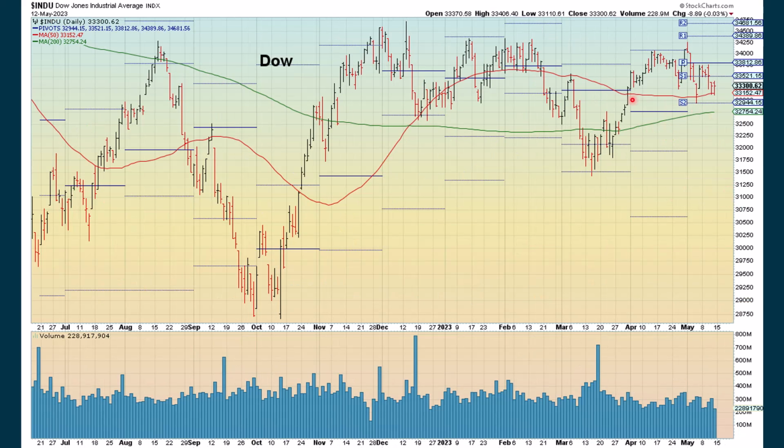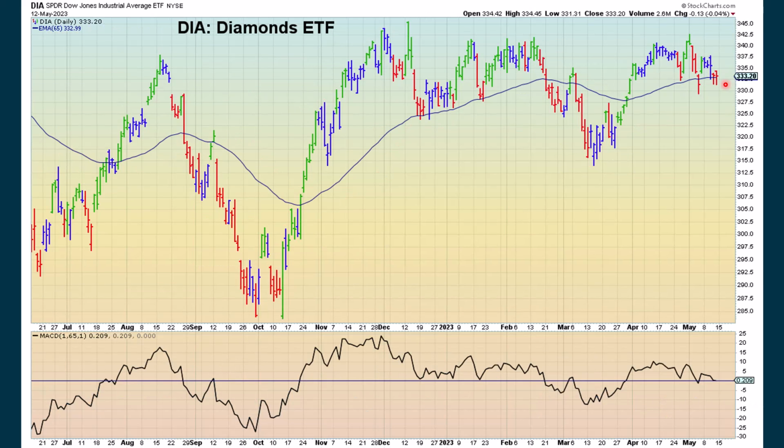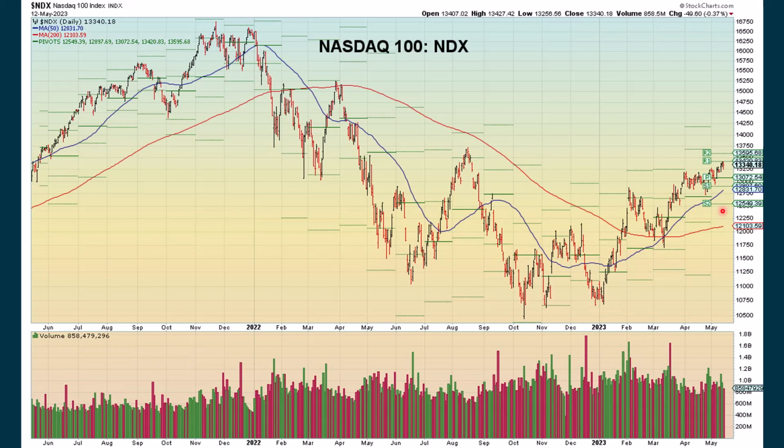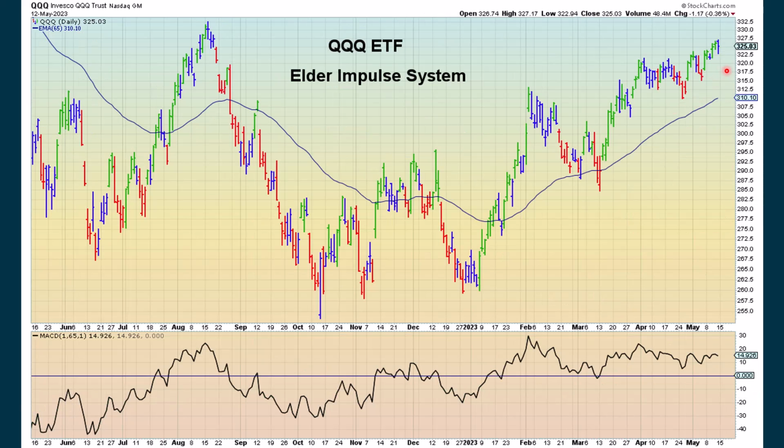The Dow is still above its 50-period moving average. Can it bounce back up and take care of some of these pivot levels? The diamonds are negative. The NASDAQ is looking better. Looks like we could finally be breaking out above this potential quadruple top here, but we have upper resistance at this R1 level. Can it break through that, or is it going to come back down? The NASDAQ 100 looking a little better, but we hit resistance at this R1 level and then backed off of that on Friday. The Qs have now switched to neutral.